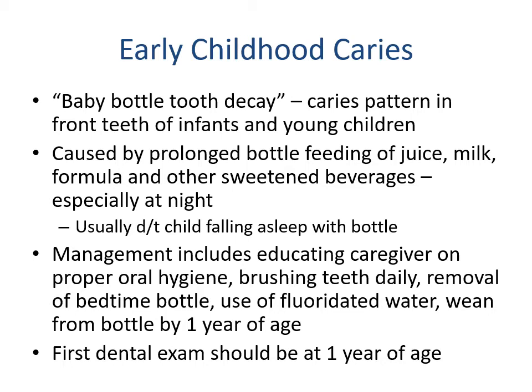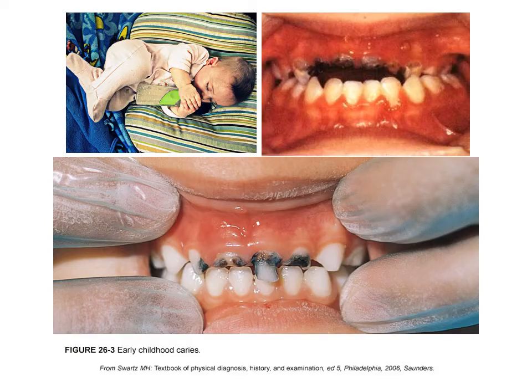So management includes educating the caregiver on proper oral hygiene, brushing the teeth daily, removal of the bedtime bottle from the routine, using fluoridated water, and weaning the bottle by 1 year of age, and a first dental exam should be done at 1 year of age in children. So here you can see that specific pattern, which comes from the nipple on the bottle, again with a sugar-sweetened or high-carbohydrate beverage damaging the teeth.